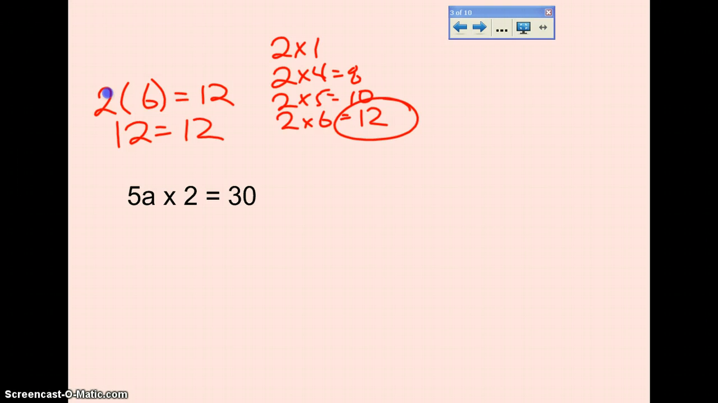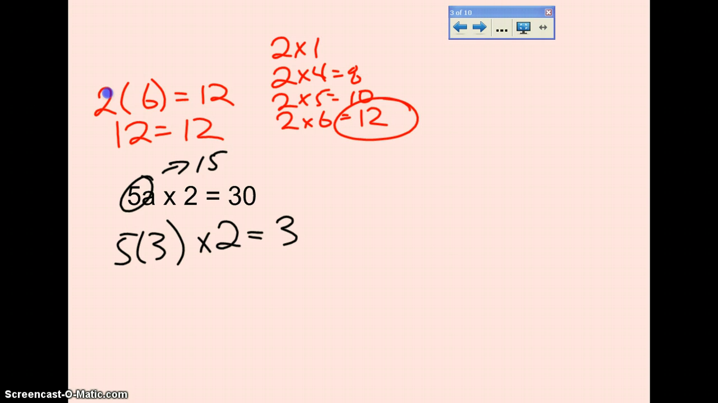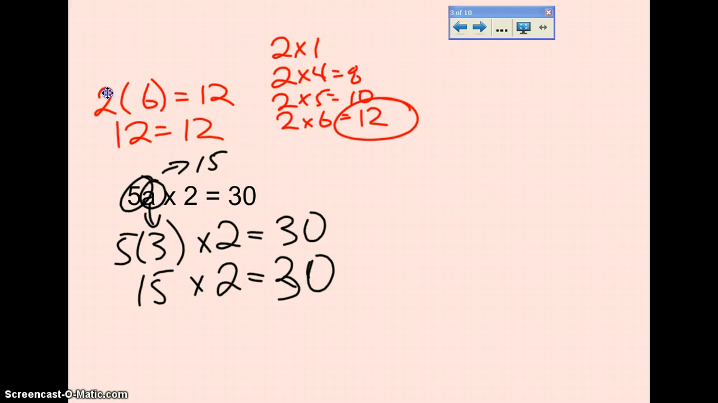So let's try this one. 5a times 2 equals 30. So something times 5 times 2 equals 30. So we need to get this number to 15. So what times 5 equals 15? So in this situation, we know that the 3 times 5 equals 15. So 15 times 2 equals 30. So you see in this situation, the a is a 3. So those are some examples of questions where you just need to plug in the information to figure out how it's done. But you'll find some questions have the answers done already. So you need to make sure that you're accurate in the numbers that you use.